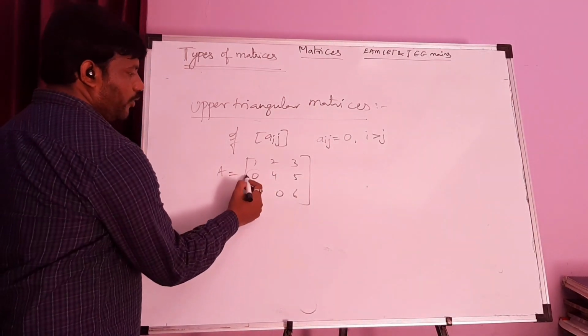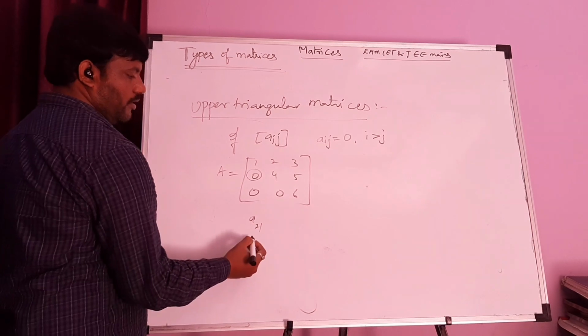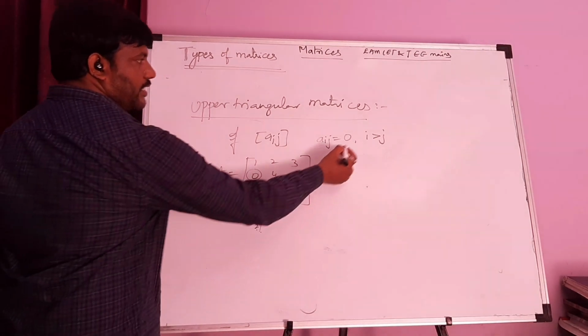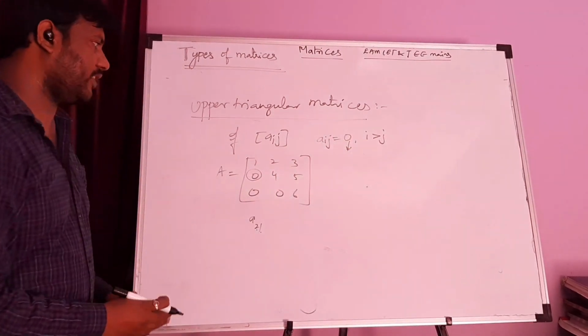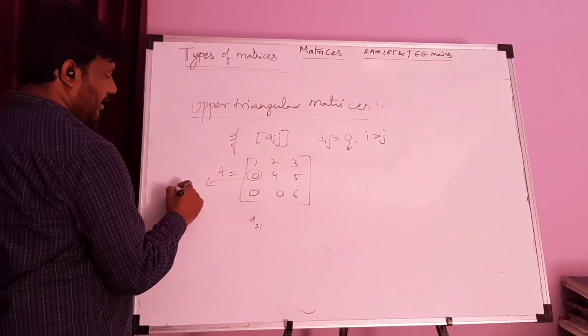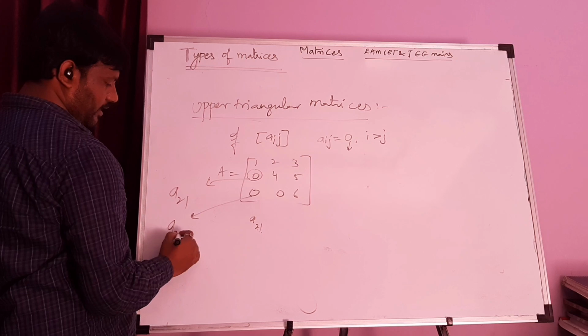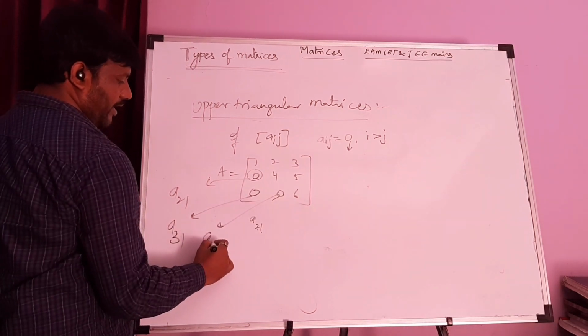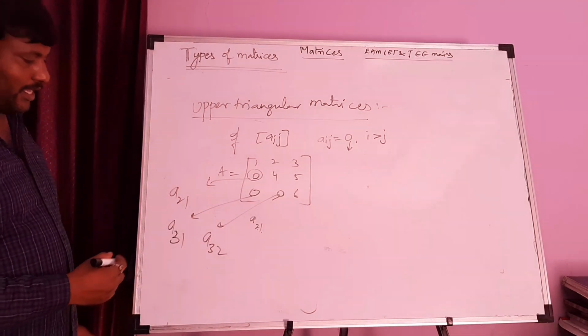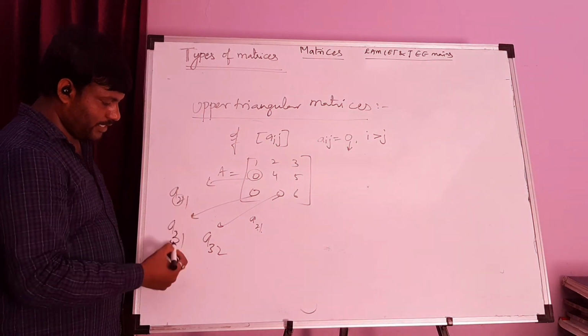See, here the position is nothing but second row, first column, where i is greater than j. Such elements are 0. If i is greater than j, this is a position we can say A21, this is A31, and this is A32. In these three positions, we observe that i is greater than j.